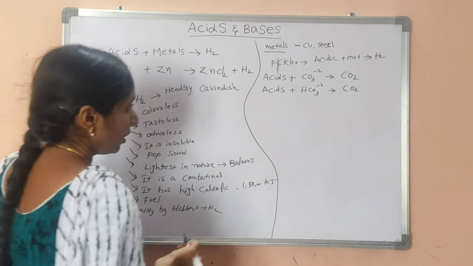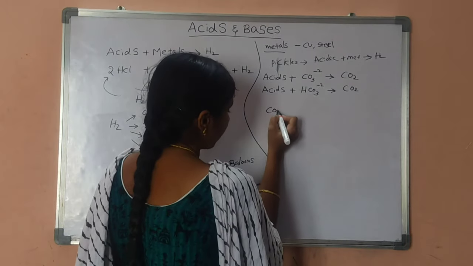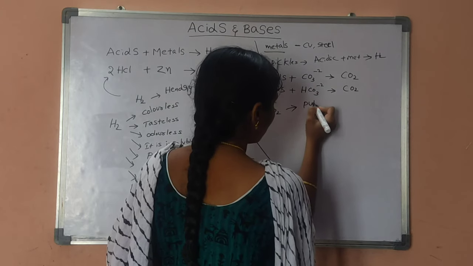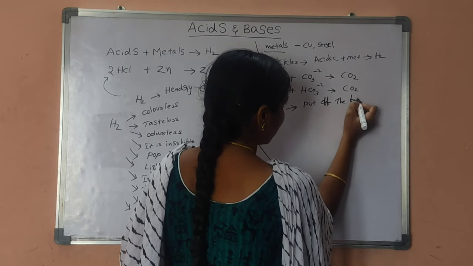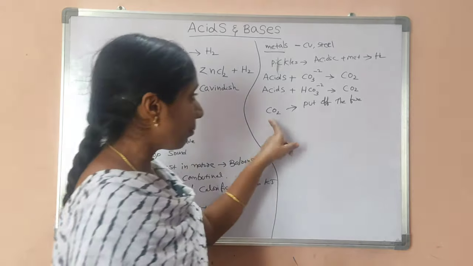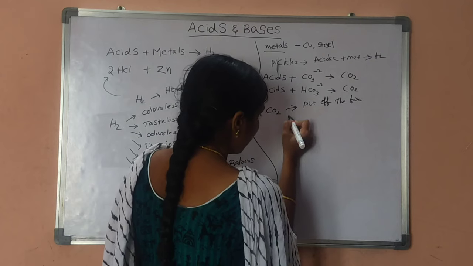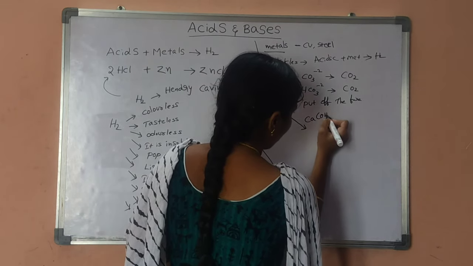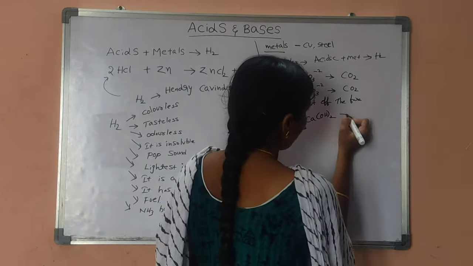Okay. Next, how to identify carbon dioxide? Carbon dioxide puts off the fire. Hydrogen is a combustible gas, but carbon dioxide puts off the fire. Next, identification is that carbon dioxide is passed through calcium hydroxide. The common name of calcium hydroxide is lime water.